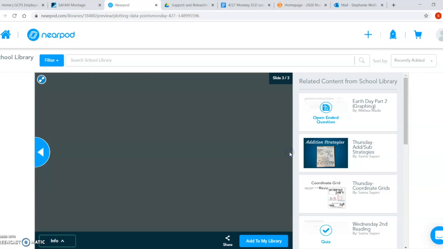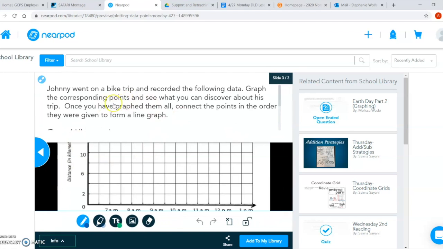All right, so your next activity is to do the same thing, but with this data and this information. Okay, so you're going to plot your x as time, and your y is going to be the distance that Johnny is biking. Okay, and you're going to see, as the time increases, what his distance looks like.